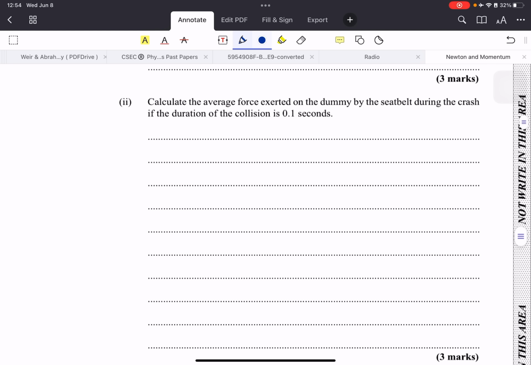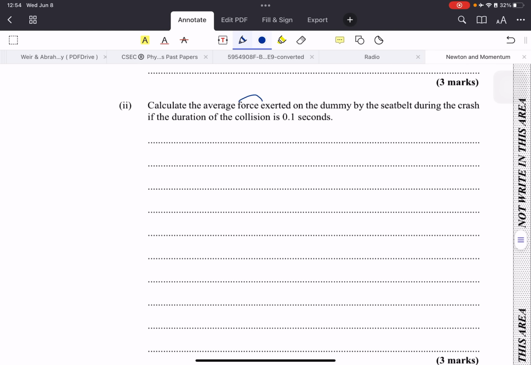Calculate the average force exerted on the dummy by the seatbelt during the crash if the duration of the collision is 0.1 seconds. So in reality, the only formula that you need to know for force, because you need to calculate the force, is force is equal to ma, mass by acceleration. But we're not seeing any acceleration here, right?